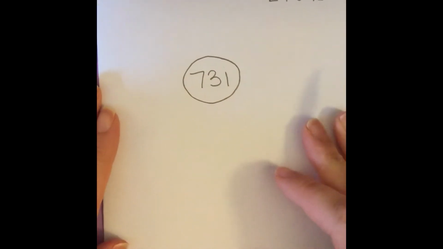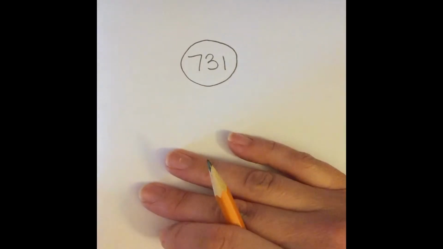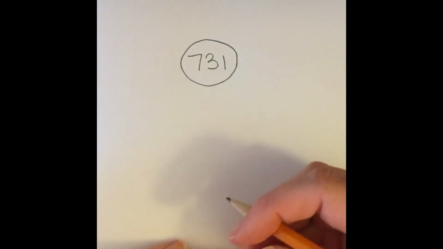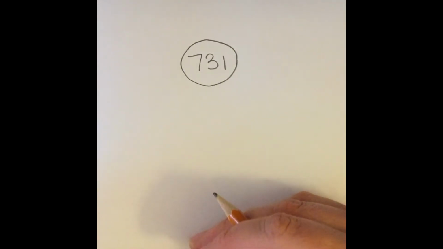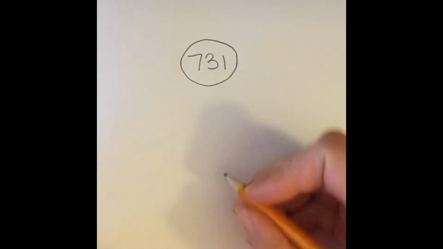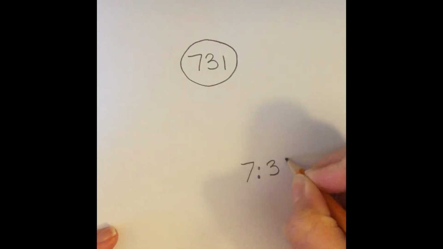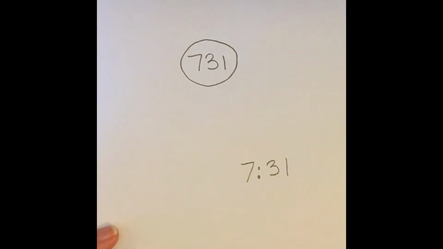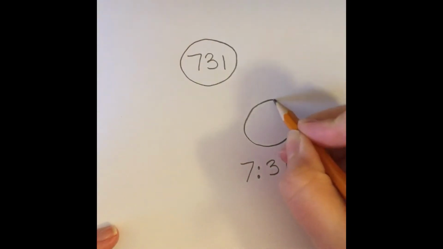This way you can keep track of your progress, see how creative you're getting in your math journal, and check out how many more ideas you're coming up with these days. So what we're doing here is just coming up with creative ways to represent the number 731. For example, if we're thinking about time, we might do this. And then I might want to see what that would look like on a clock. So draw your clock.